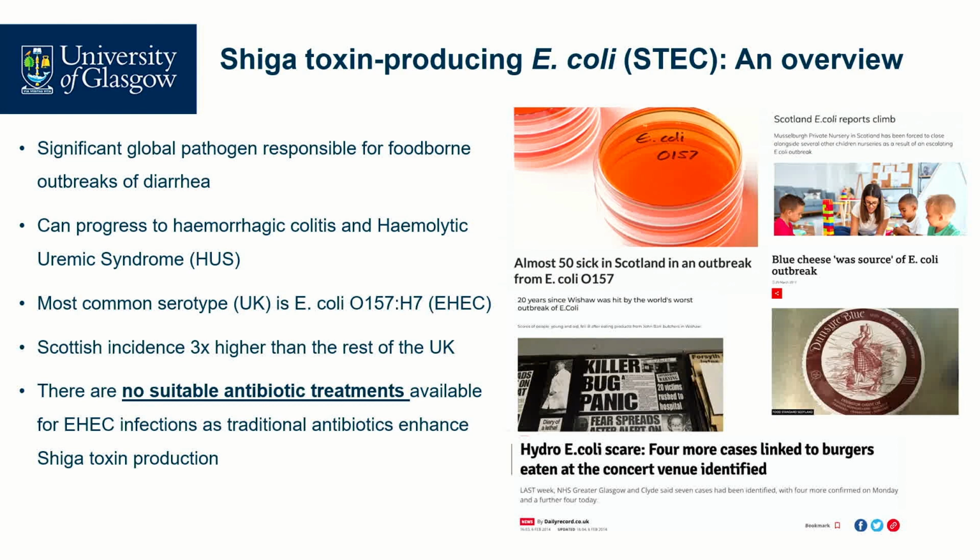And so we have this common serotype in the UK, which is E. coli O157:H7. And actually in Scotland, we have a particular problem with these kinds of E. coli with around 3 times higher rates than the rest of the UK. And as I say, it's a particular issue because there are no suitable antibiotics for the treatment of this infection.